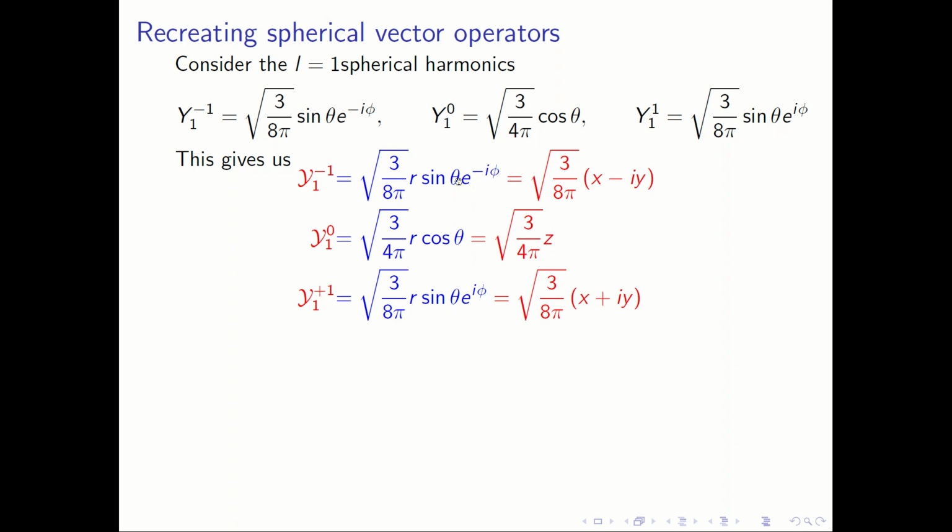After all, e to the minus i phi is cos phi minus i sin phi. So this is r sin theta cos phi minus i r sin theta sin phi. And if you remember the connection between polar coordinates and Cartesian, it's easy to see that this is simply x minus i y. Similarly, this r cos theta is obviously z, and this thing, well, you can do it again, but it's easy to see that this is just the conjugate of this expression. So you get x plus i y. So this is the thing in terms of Cartesian coordinates.